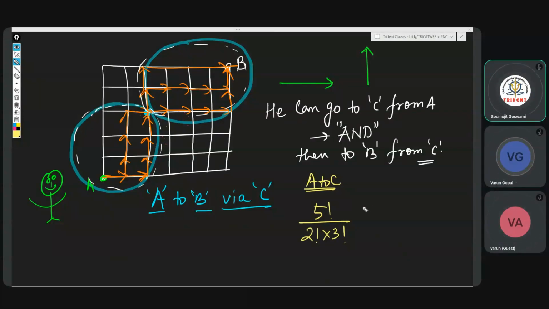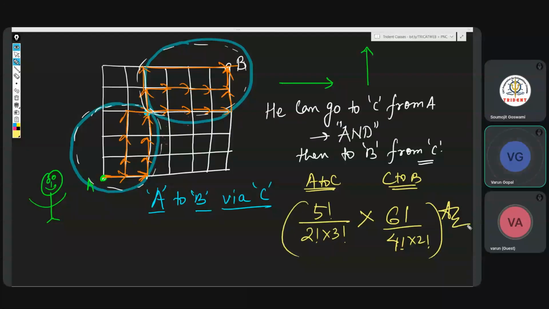Do we say we can go to C from A, or we can go from B to C, or is there an 'or' element or an 'and' element? You have to go to B via C. So 'and', remember 'and'. Okay, and six factorial by four factorial into two factorial. Absolutely perfect. This is the answer.